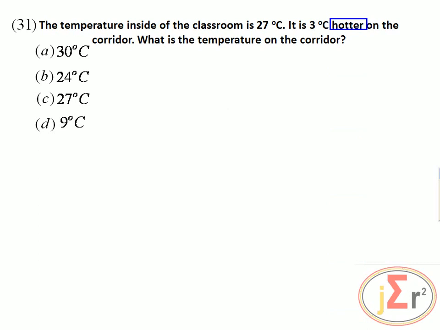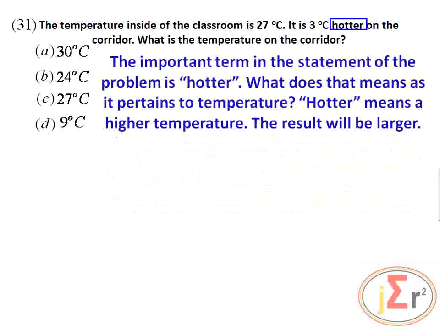Hotter is our operative word. What does hotter mean in terms of the temperature of a classroom or the corridor? The important term in the statement of the problem is hotter. What does that mean as it pertains to temperature? Hotter means a higher temperature. The result will be larger. Therefore, whatever we find for the temperature on the corridor, it is going to be a larger number than what we have in the classroom.